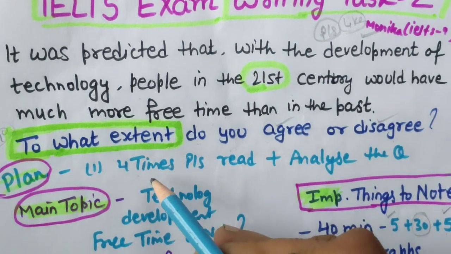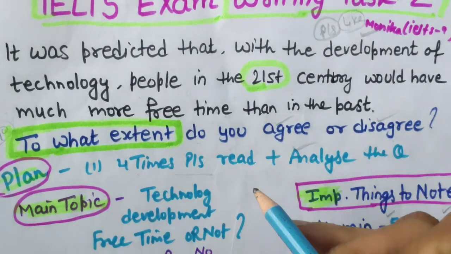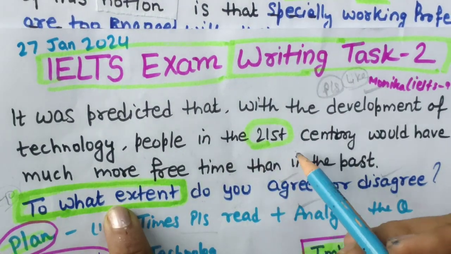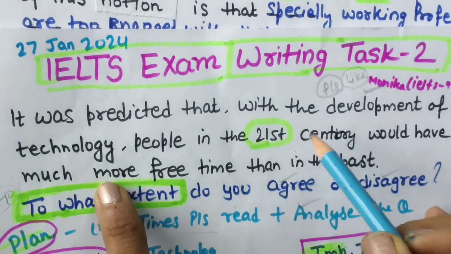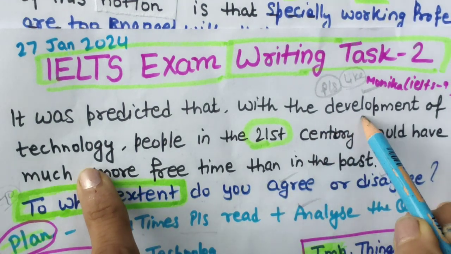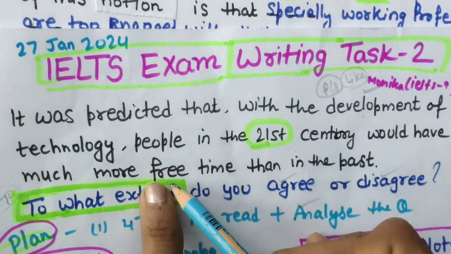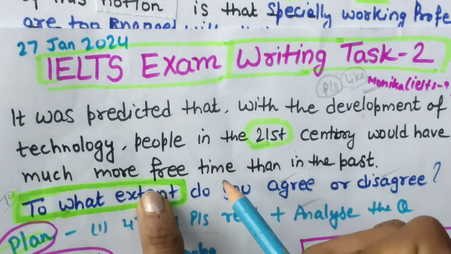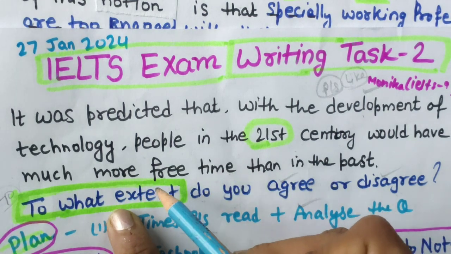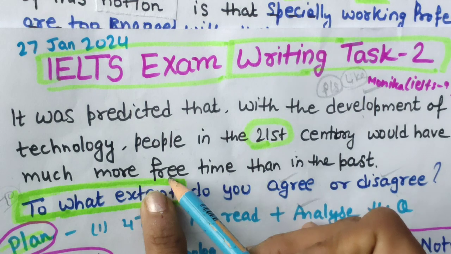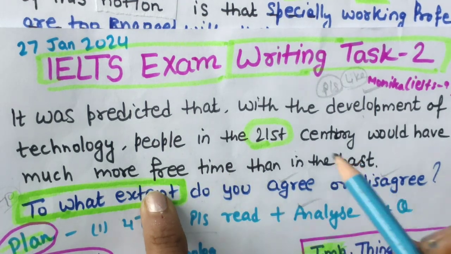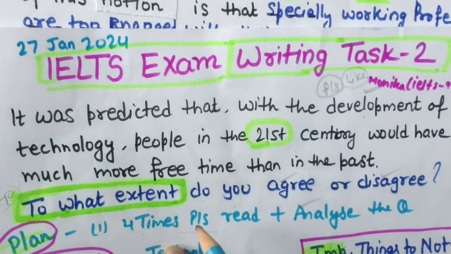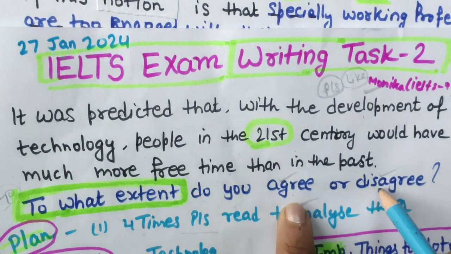So in planning, we have read the question statement and analyzed it. Again, let's look at the question statement, and now pause the screen. What is the main topic they are talking about? With the development of technology, will people have more free time or not in the future? We need to tell whether yes they will have. If you agree, you will say yes, they have more free time. If you disagree, then you will say no, they are more busy as compared to the past. So I have given you the clue.